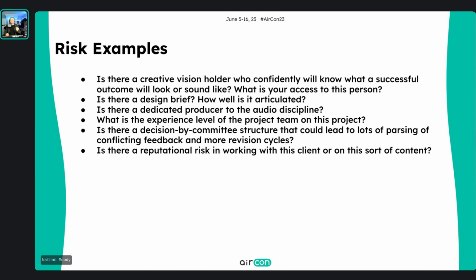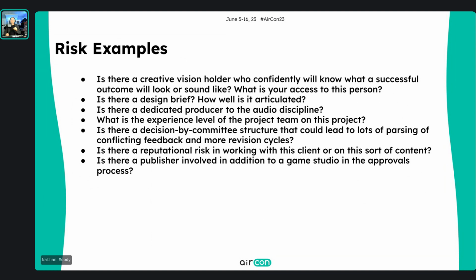Is there any sort of reputational risk in working with this client or on this sort of content? I'm not going to get into that anymore, because you can see how deeply, deeply subjective that kind of question is. Is there a publisher involved in addition to the studio in the approvals process? How far is this going to have to go up the chain in order to get final approval? That could lead to mystery stakeholders at the 11th hour, late-breaking revisions, stuff like that.